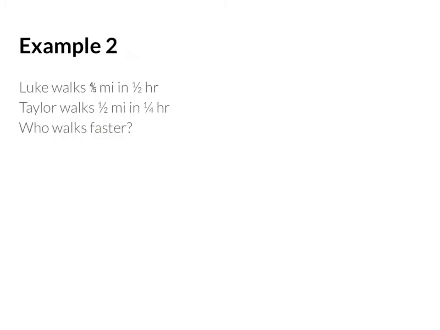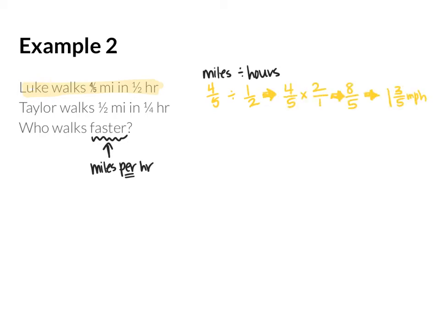Example 2: Luke walks 4/5 of a mile in half an hour. Taylor walks half a mile in a fourth of an hour. Who walks faster? Speed is going to be referring to miles per hour here. So I'm going to take the number of miles and divide by the number of hours. So Luke walking 4/5 of a mile in half an hour would be 4/5 divided by 1/2. Since I'm dividing fractions, I'm going to end up multiplying by the reciprocal of the second number. That gives me 8/5, and that simplifies to 1 3/5.